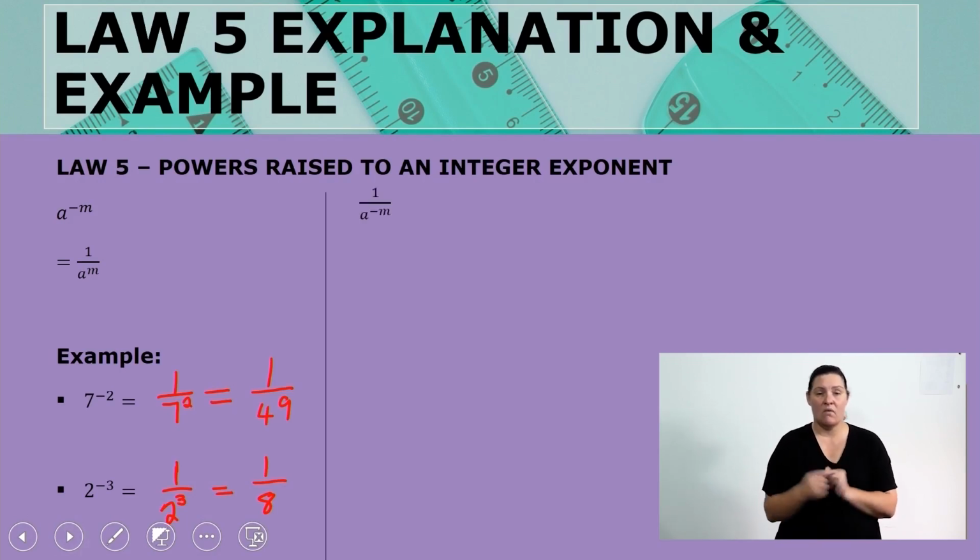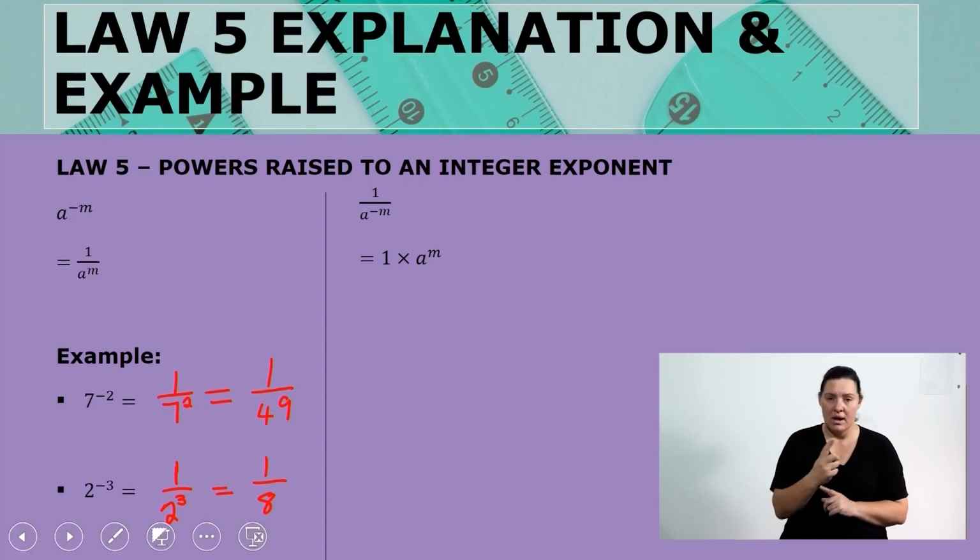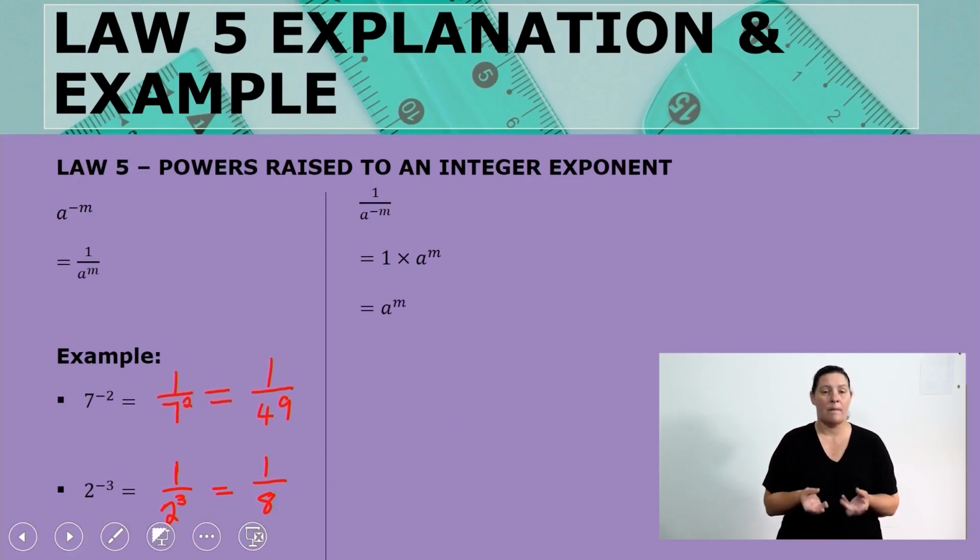Now, what happens if the negative exponent is already in the denominator position? So now, firstly, it is going to go to the numerator position, and it is going to multiply with whatever number will be in the numerator. So let's look at an example there. We can see that 1 divided by a to the exponent negative m becomes 1 multiplied by a to the exponent m, which will give us a to the exponent m.